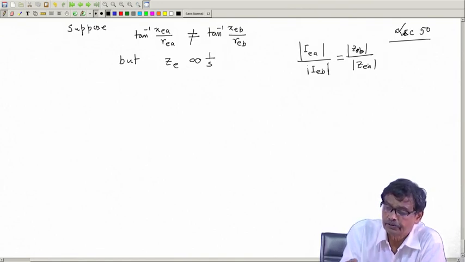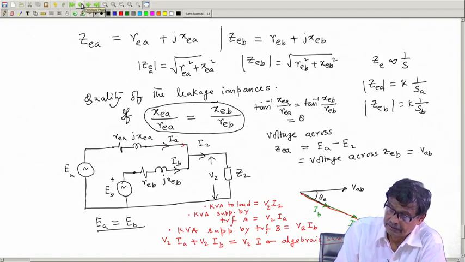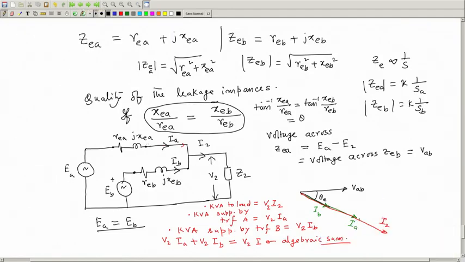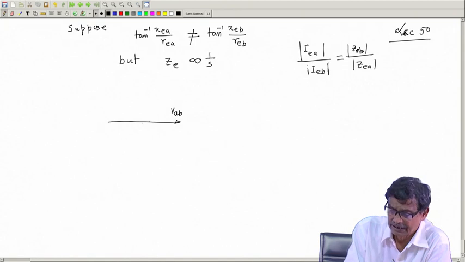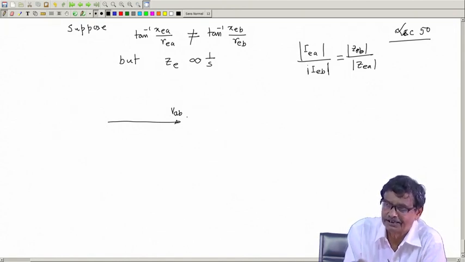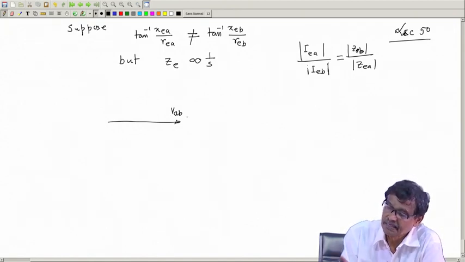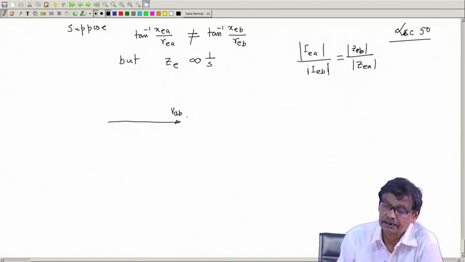But what is the implication of this then? We have seen already that the voltage across these impedances is the same, and that voltage I denote by VAB. So, let us draw this phasor diagram once again. Suppose this is VAB, which I have already defined, which will be small. I am drawing it very large just to understand. Now, I am saying these two angles are not the same.